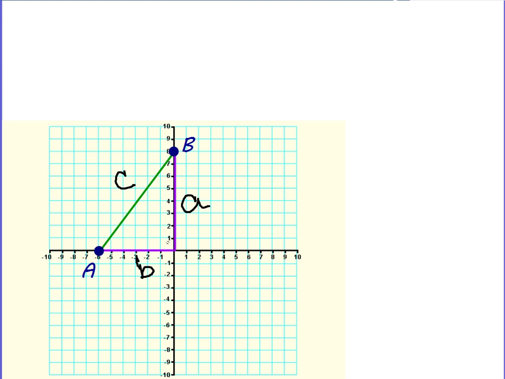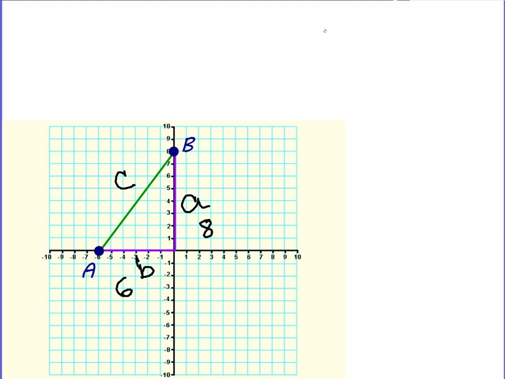How long is leg A? Count it out. See what you get. Hopefully you got 8 units. How long is side B or leg B? Count it out and see what you get. 6 would be the right number of units.